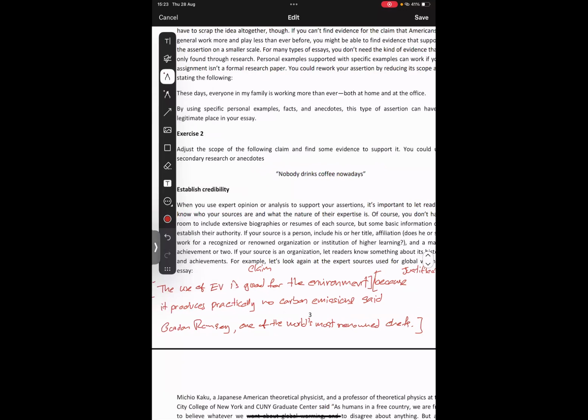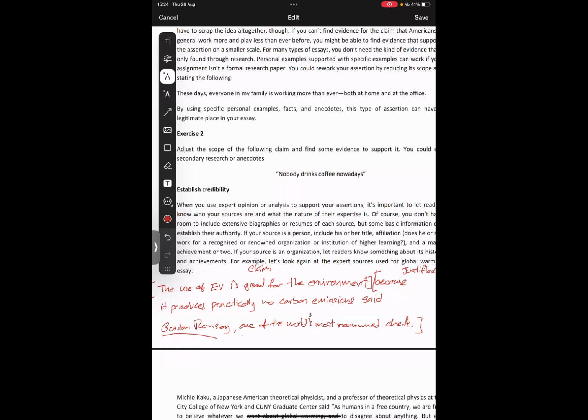Now, when you say because it produces practically no carbon emissions, this sounds good, even though we don't know where you obtain that information. But when you reveal your source of information, say Gordon Ramsay, and maybe let's assume that not everyone knows Gordon Ramsay, so you are kind enough to provide a brief profile of his.